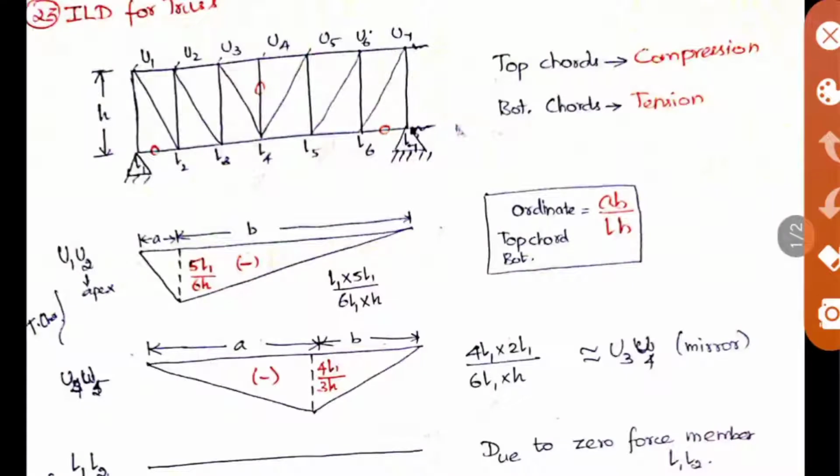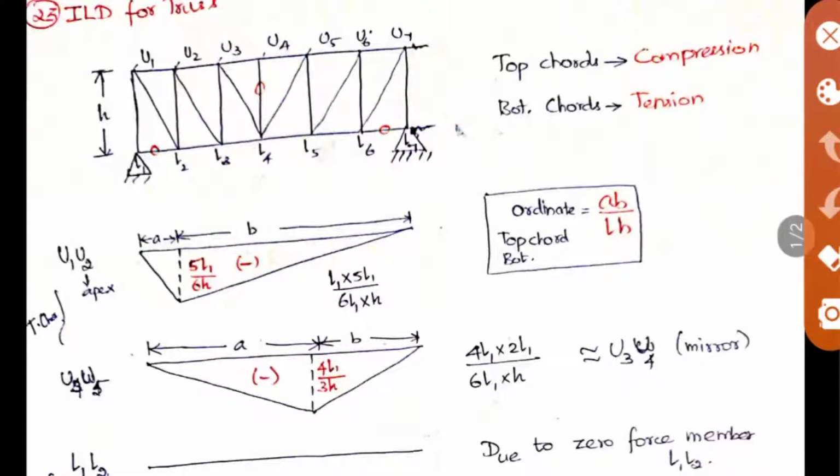In the objective exams, they will be asking the shape of the ILD for a truss, for any member they specify. Generally this type of question is asked in the exams. So let us take a single example, and with that I will explain all the different terms.